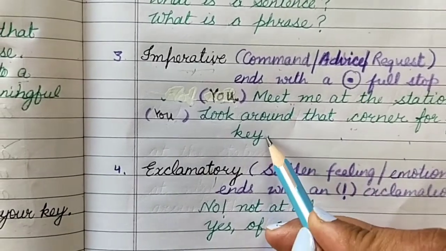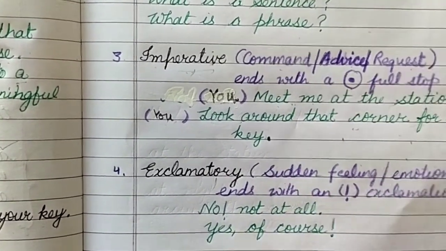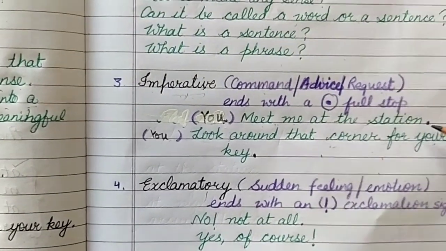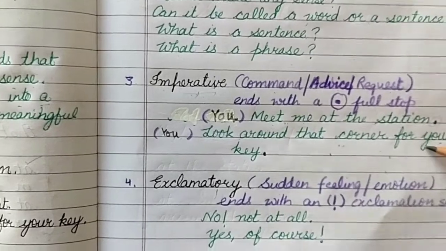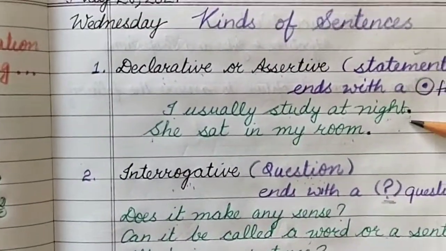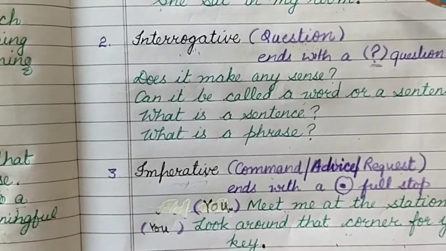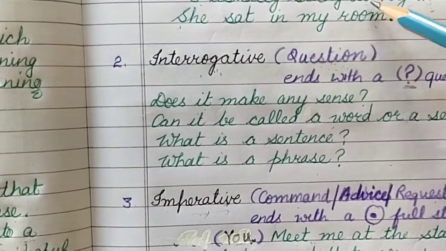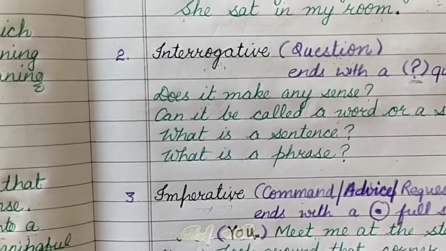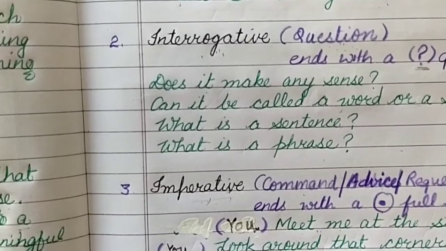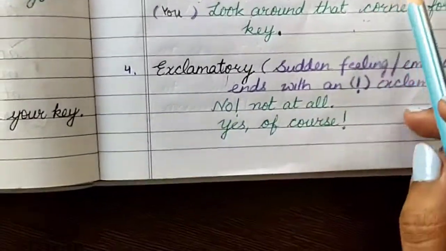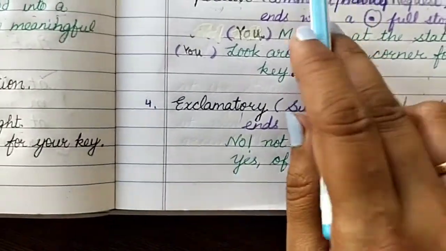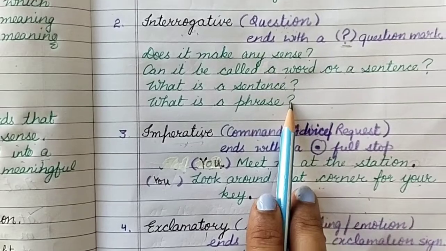It will also end with a full stop. So you need to be careful while identifying the sentences ending with the full stop. They can be imperative, they can be declarative. So make sure you know the difference. Declarative is when simple information is being shared. You say something not as a command or request, whereas command, request and advice होगा तो वो imperative है. Identifying question is very easy because it ends with a question mark.